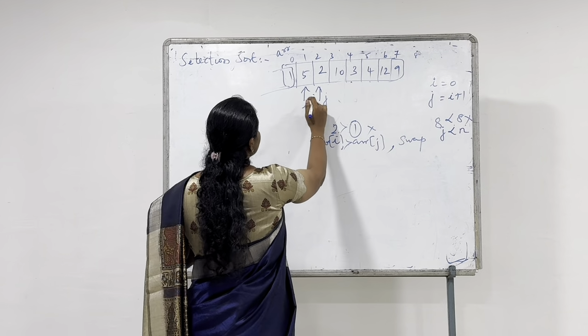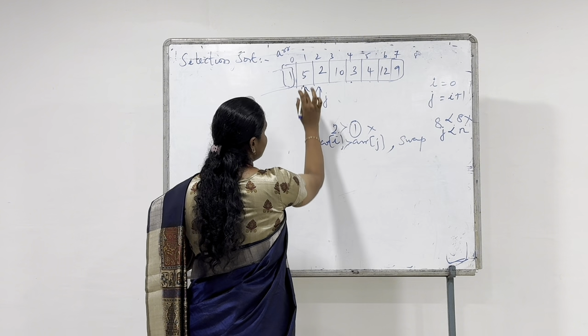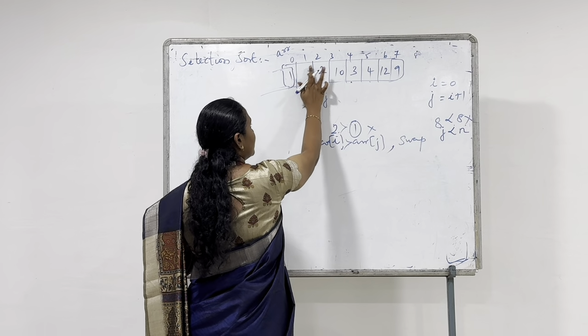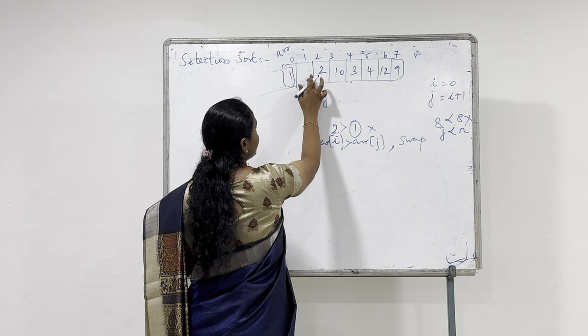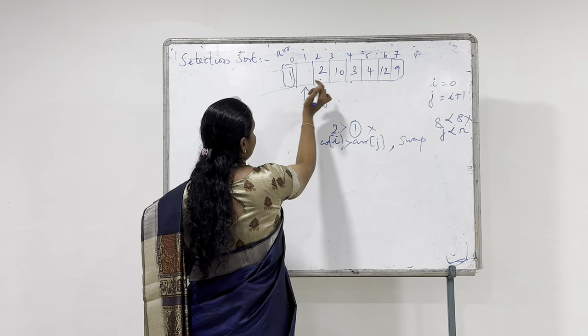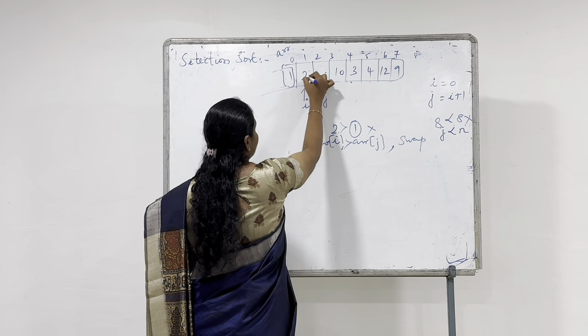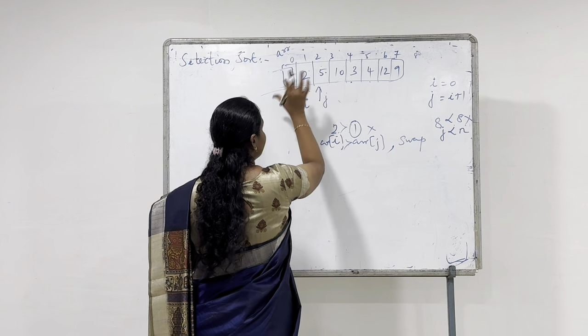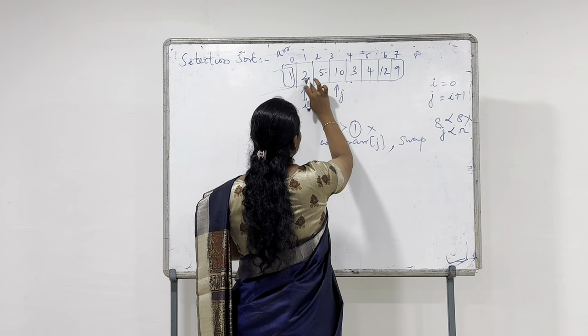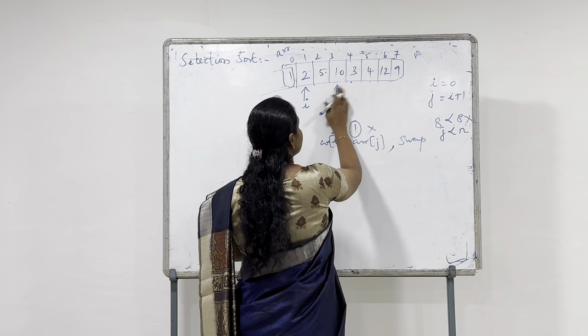Now this is the I position, this is 5 and 2. Which one is smaller? 2 is smaller than 5. We always want the smallest value in this second position, so 2 and 5 are swapped. Now j gets incremented. Now compare 2 and 10. 2 is lesser.